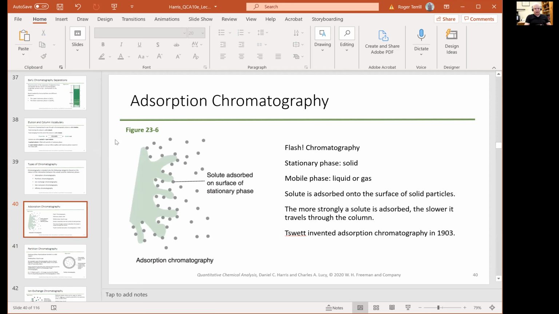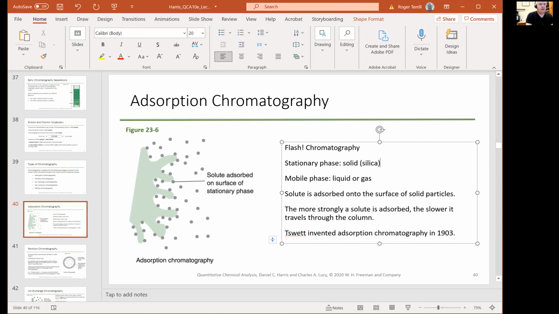And there are commercial instruments now called CombiFlashes, which use large columns, and generally this type of chromatography uses silica as a stationary phase, right? And then some nonpolar solvent. And nobody does it with gas. Liquid is going to be hexane, methanol, ether, and other nonpolar solvents, right?